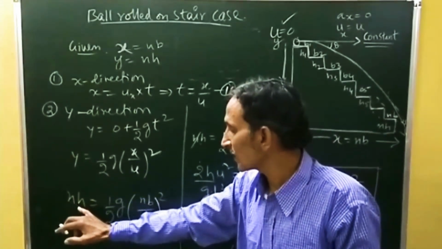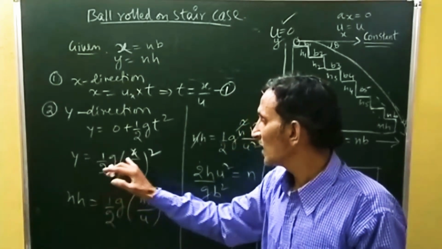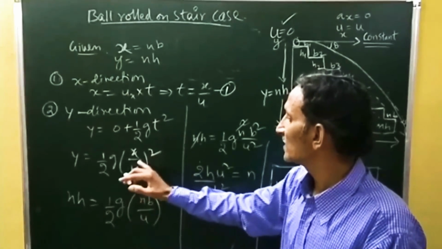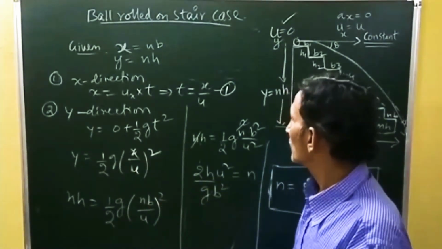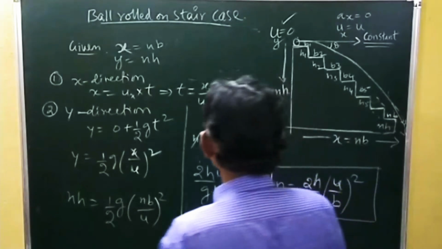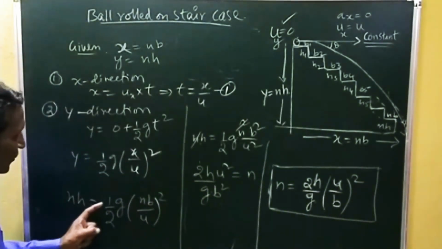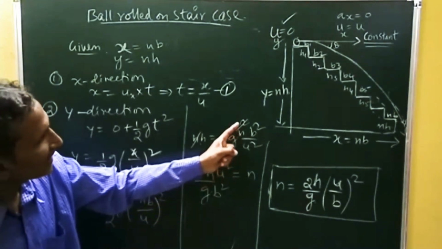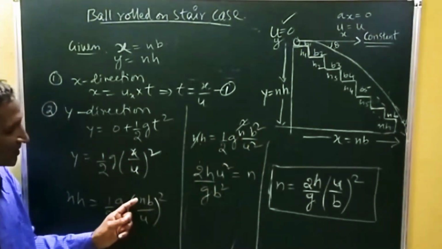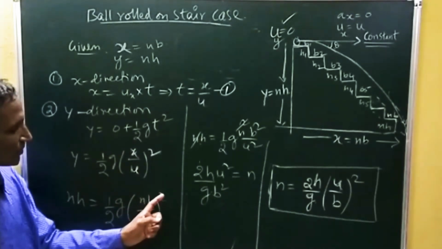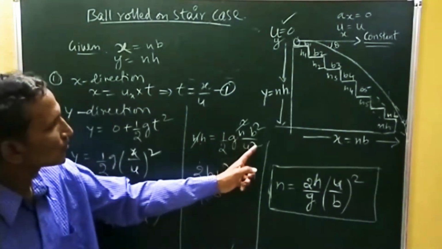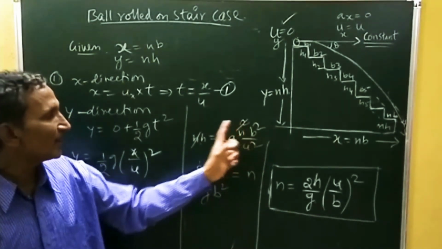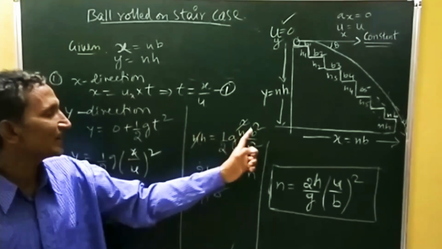So n times the total height is equal to half g, and x means n times the width by u, whole square. Now if you observe this relation, nh is equal to half g n square b square by u square. Here n and n square get cancelled on either side of the equation.